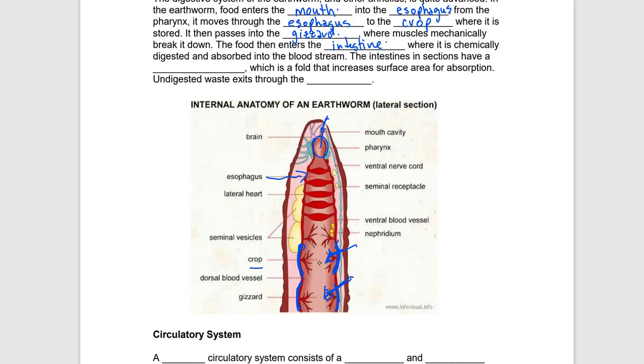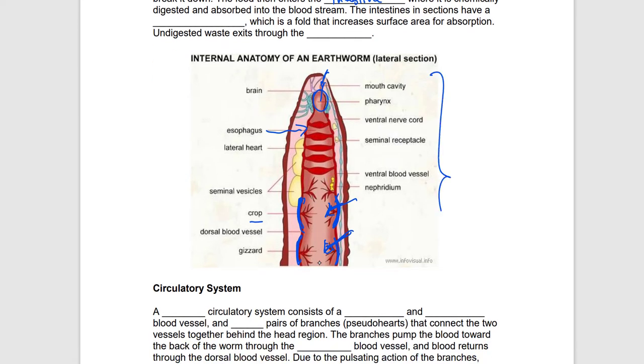And if you look at a worm, most of this is in the first third or even less, the first quarter of the worm. And then the rest of the length is basically all intestines. And the intestines have sections which are referred to as typhlosoles, which are folds. A typhlosole is a fold in the intestine which increases surface area to maximize absorption, right? And then, of course, undigested waste exits through the anus.